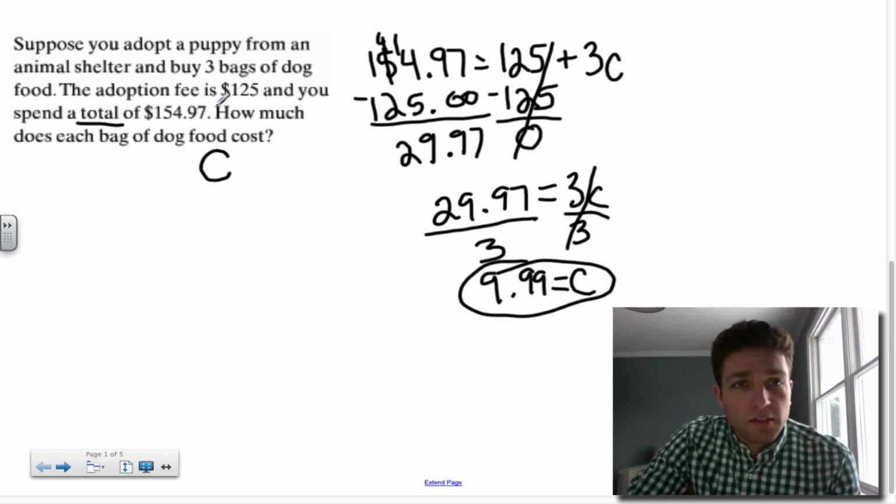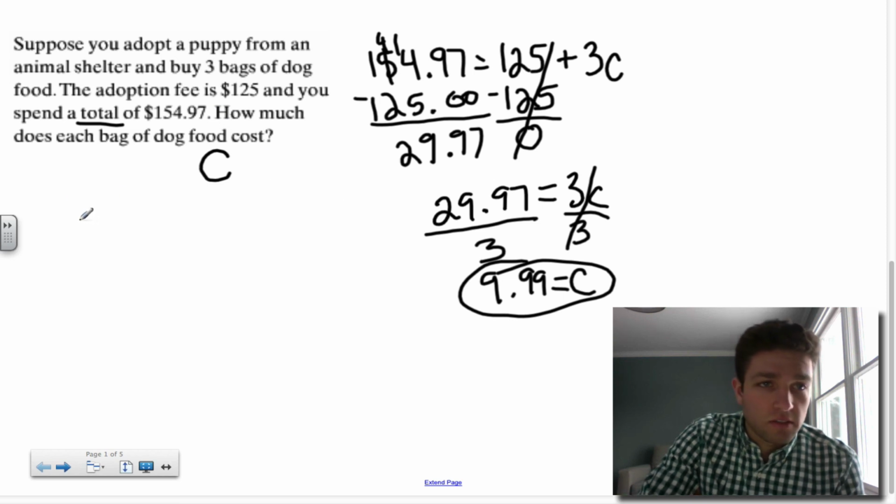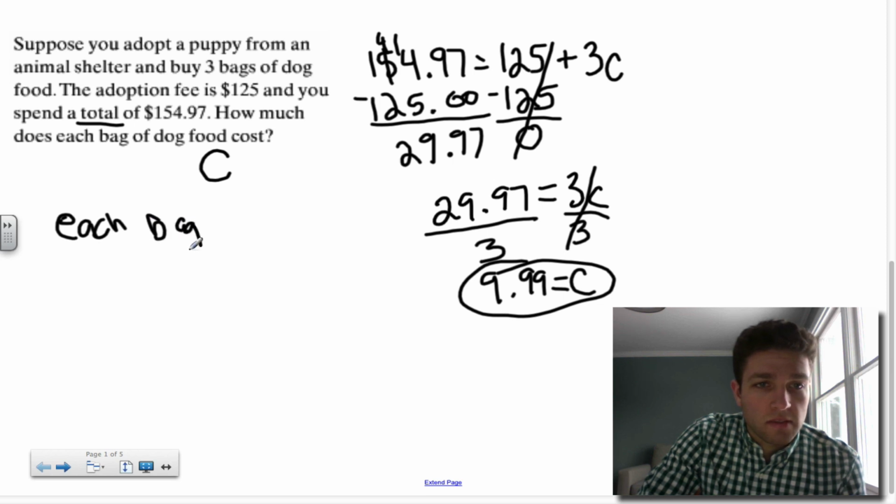Make sure you are always going back and actually answering the question that it asks. So each bag, just so I'm complete, costs, and that's pretty sloppy, I'm sorry about that, $9.99.